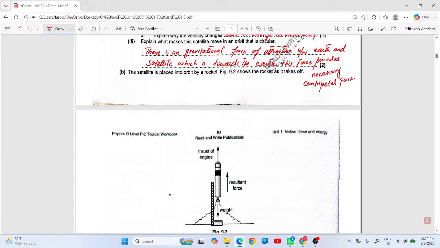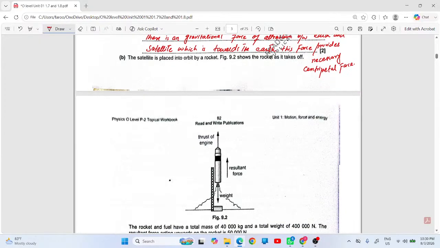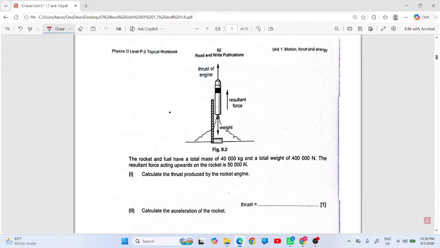Next is the satellite is placed into orbit by rocket. Figure 9.2 shows the rocket as it takes off. Okay, the rocket and the fuel has a total mass. Total mass is given, and the total weight is also given. The resultant force acting upward है ये. Calculate the thrust produced by the rocket engine. Thrust कितना होगा?